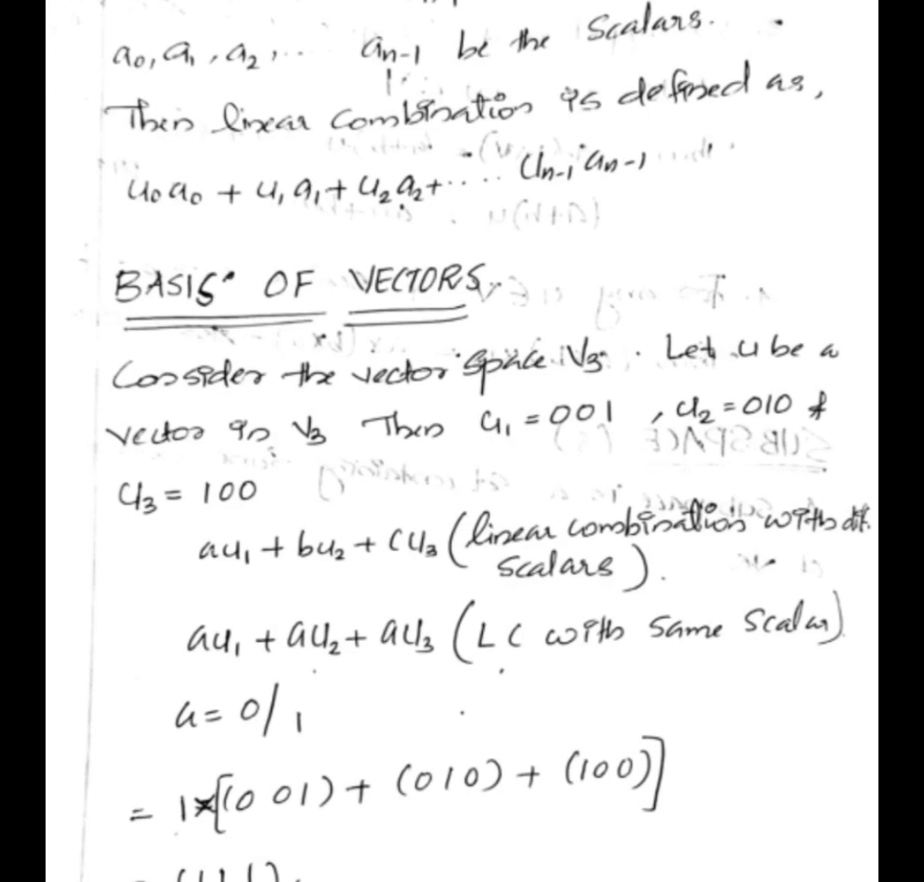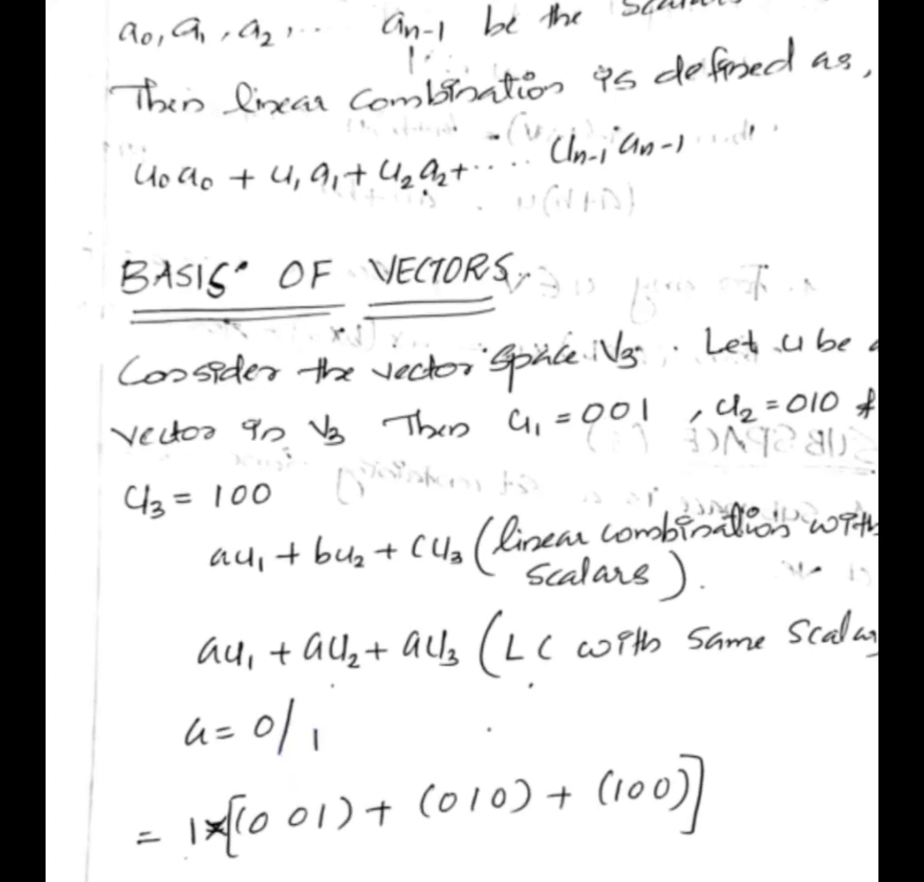Then basis of a vector. Basis of a vector is nothing but, consider the vector space V3. Vector space V3 means 0, 0, 0, 0, 0, 1 up to 1, 1, 1. Okay, let U be the vector in V3. Then U1 is equal to 0, 0, 1, U2 is 0, 1, 0 and U3 is 1, 0, 0. Let U1, U2, U3 be these. Then by multiplying, a linear combination is A U1 plus B U2 plus C U3. So we can give any value to A, B and C.